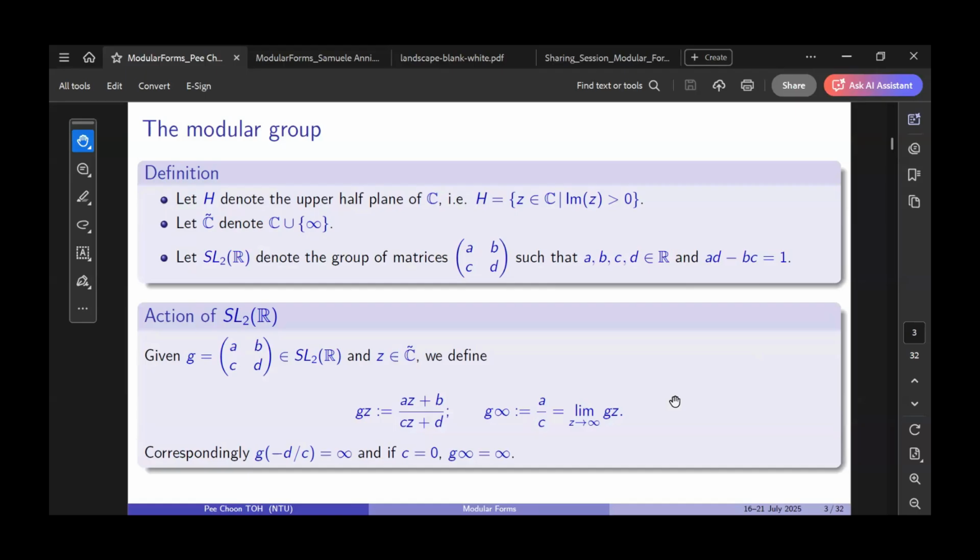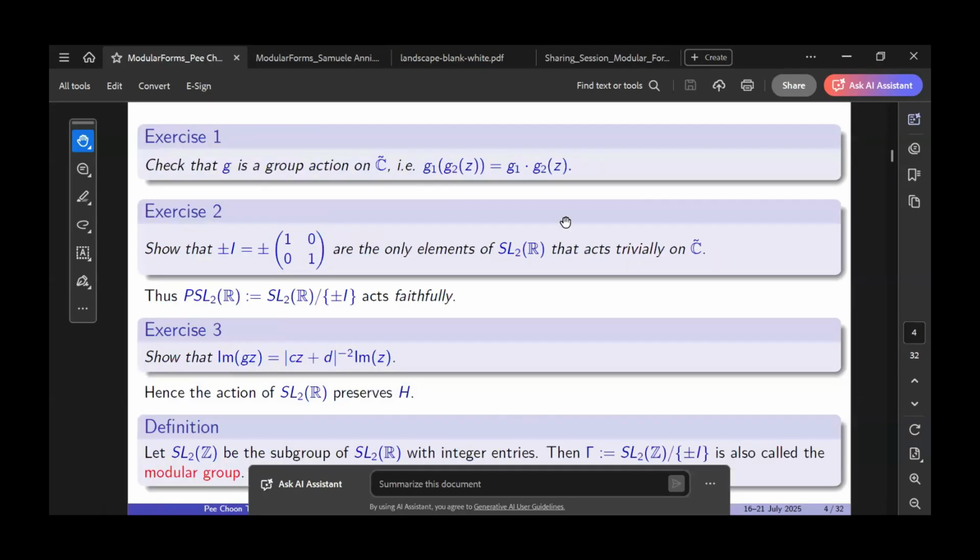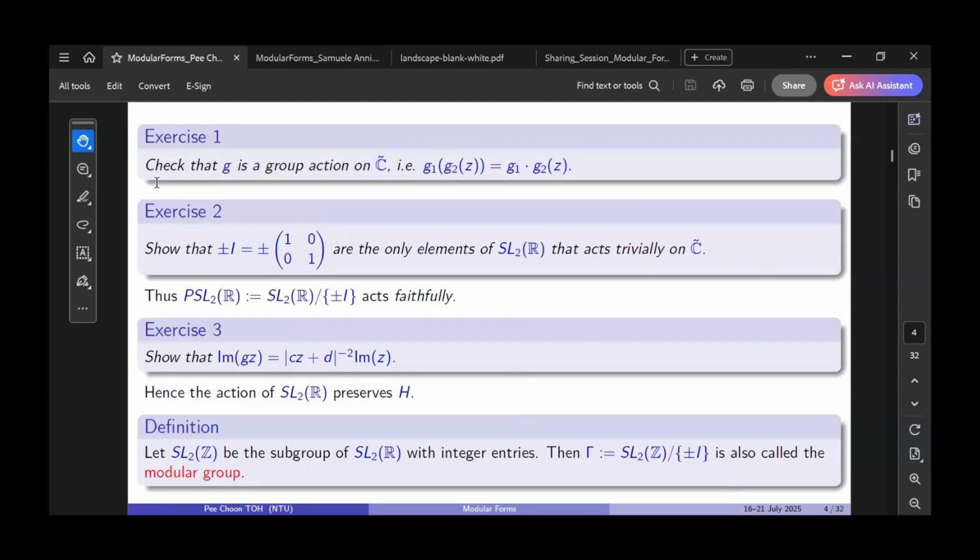So, this action is very important in the modular group. To understand it better, let's try to do exercise 1: check that this is a group action on C-infinity.